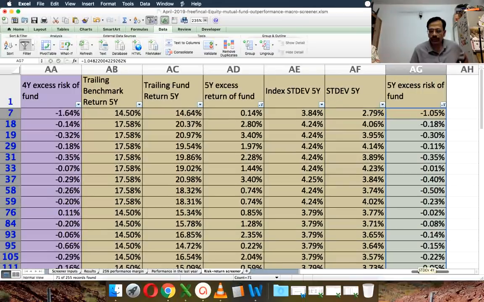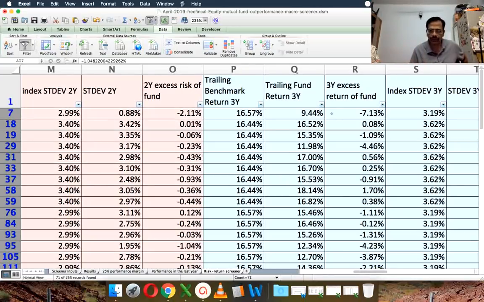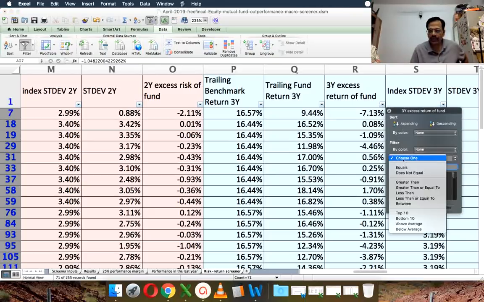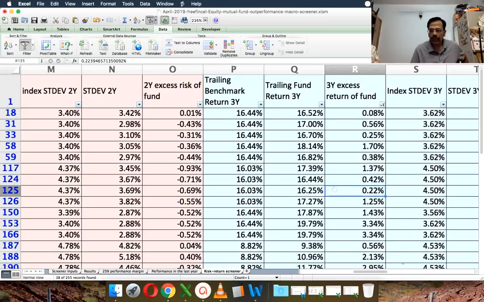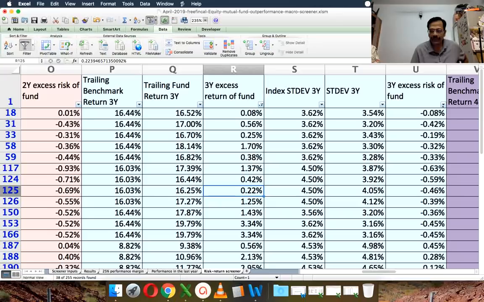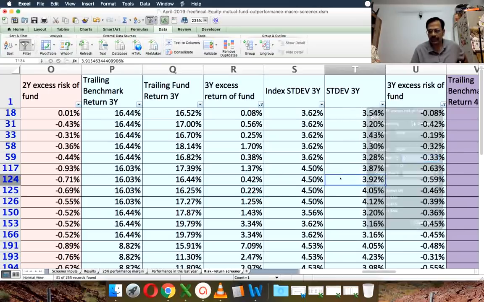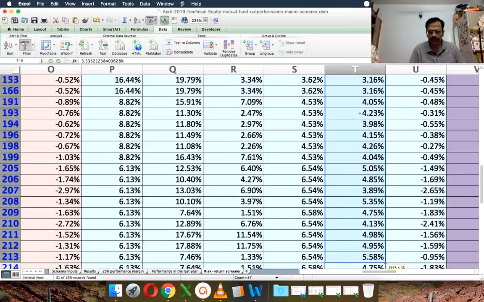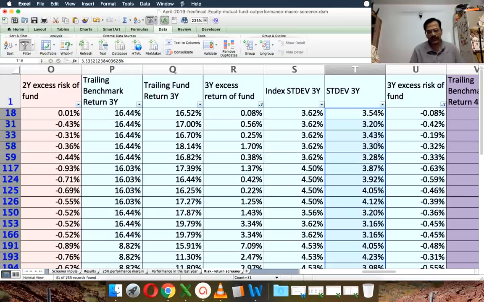You can impose the same filter for 4 years, or you can do it for 3 years. It's up to you. Let me just do it for 3 years. You can ask for 3, 4 and 5 years, that also is fine. So again, excess return should be greater than 0 and excess risk should be less than 0, that is, there should not be any excess risk, and that's it. Now if I count it down, it should have gone down to about 30 or so. Yes, we have about 31 funds, which is a short enough sample.